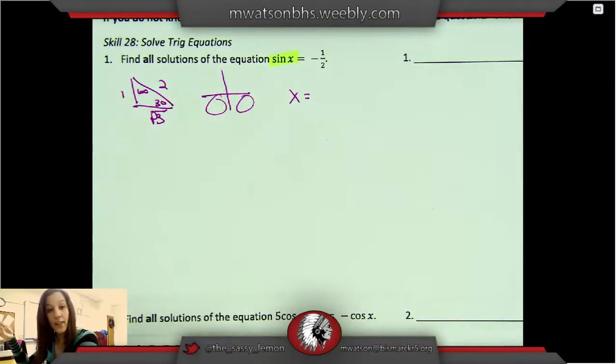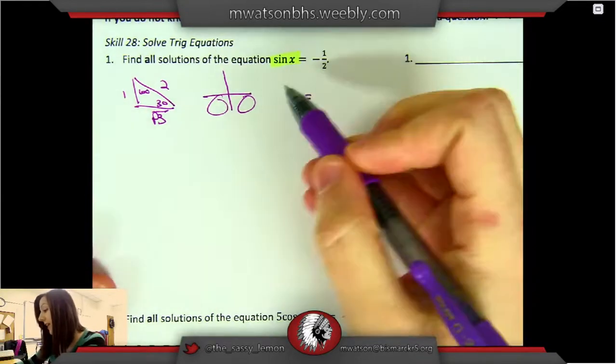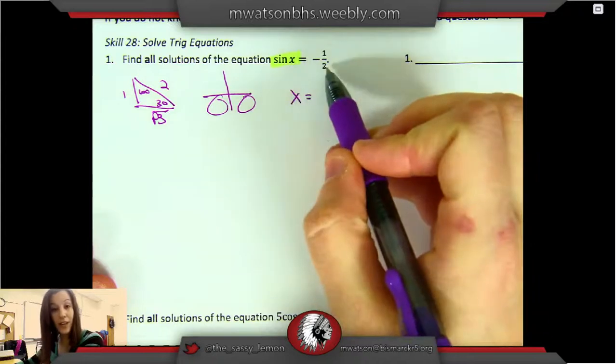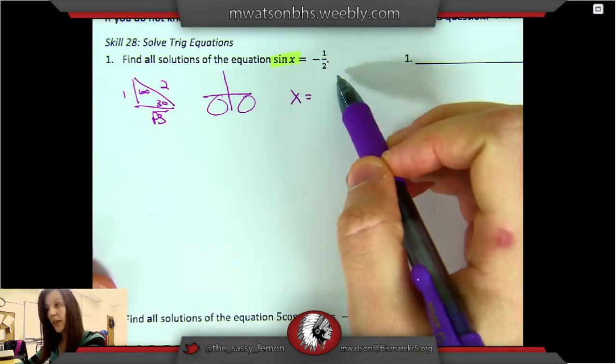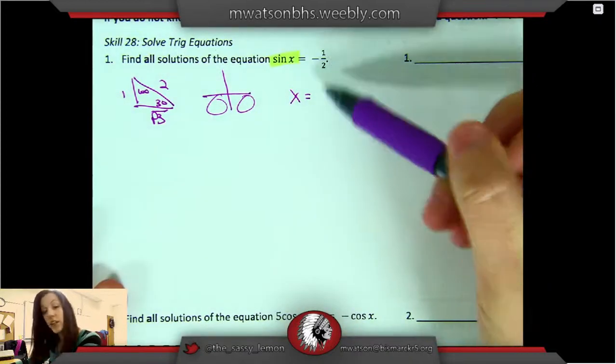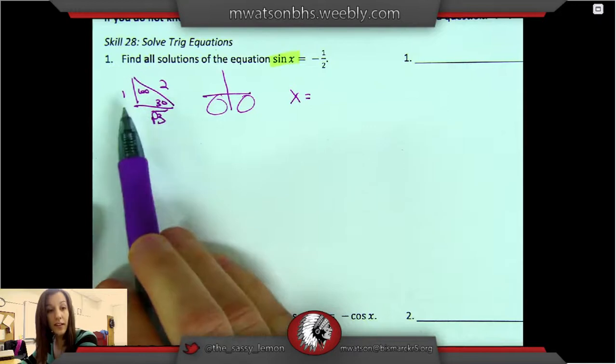So we go on to the next step, which is determine the angle that we can plug in here and get an output of negative 1/2. So I look at this negative 1/2 and ask myself, is there a special triangle where that ratio exists? And there is. It's our 30, 60, 90 triangle.